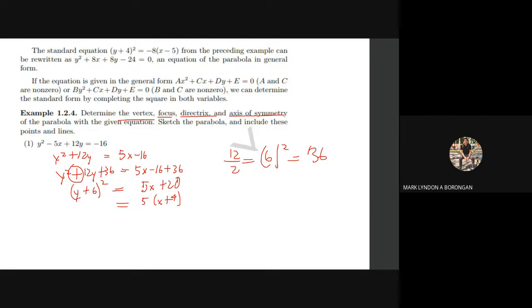So, our vertex is at negative 4 and negative 6. For the vertex, both are positive in the equation, so the signs are opposite: that will be negative 4 and negative 6. Check, that is the vertex. Next is the focus.